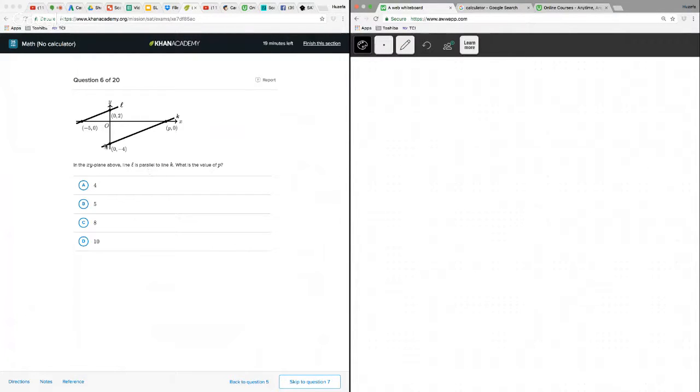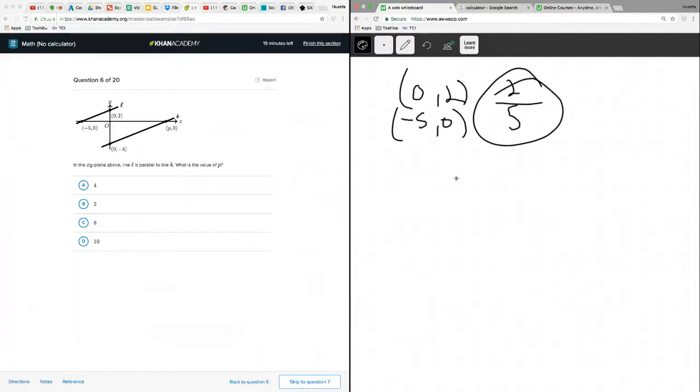Next question. Line L is parallel to line K. So that's the assumption. That means these guys have equivalent slopes. Straight up, got to find the slope. So this is how I like to find slope. I stack the coordinates vertically. And then I just subtract down y's first. 2 minus 0 is 2. 0 minus negative 5 is 5. So the slope is 2/5.